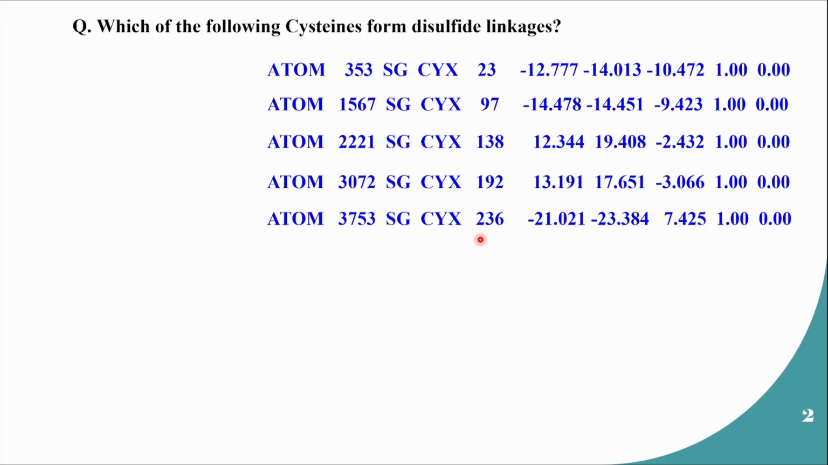So you have to take all of the pairs and try to calculate the distances between these atoms, the SG sulfur atoms. And if you notice any pair of residues which are at disulfide bond forming distances, then you can say that these two cysteine residues are probably forming disulfide bonds, right? That is what is being asked in the question. So could you please try to calculate some of these distances and share in the chat which cysteine pairs among these could form disulfide linkages.